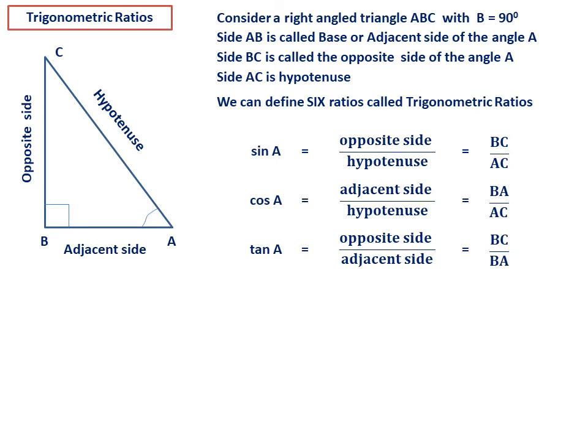Now we can define 3 more trigonometric ratios just by taking the reverse, that is the reciprocal. Cosecant A is equal to hypotenuse divided by opposite side.